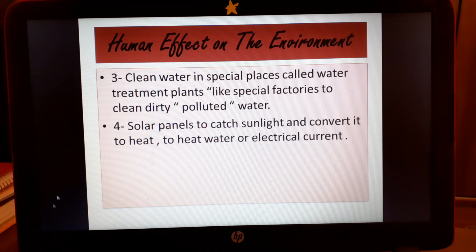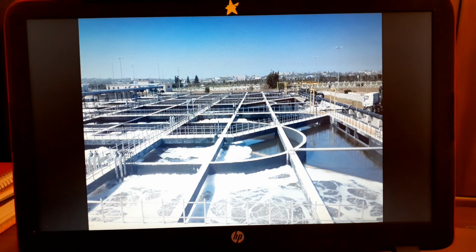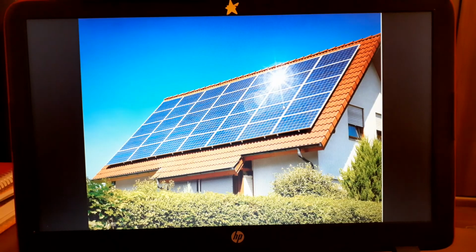Also, we invented solar panels to catch sunlight and convert it to other forms of energy, like to heat water or to produce an electrical current without using fossil fuel or oil that harm the environment. Now, this is the water treatment center. They take the dirty water and clean it, then send it back. And this is a solar panel, which captures sunlight energy and converts it to either heat or electricity. The ones you see here can convert sunlight energy into electrical energy. So you don't have to use fuel to produce electricity, which is good for the environment.